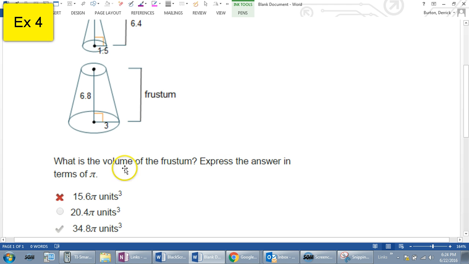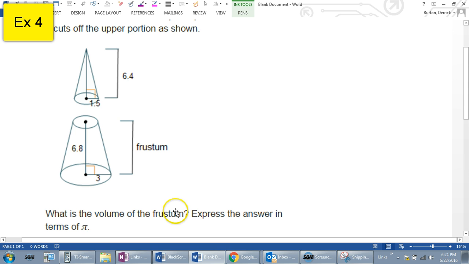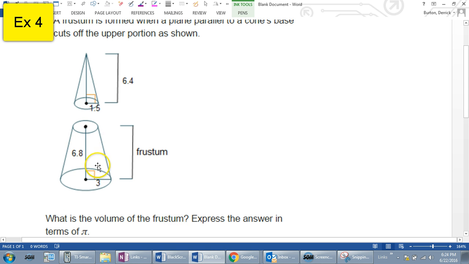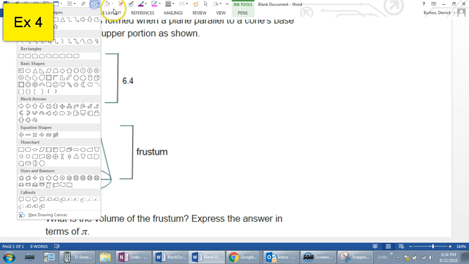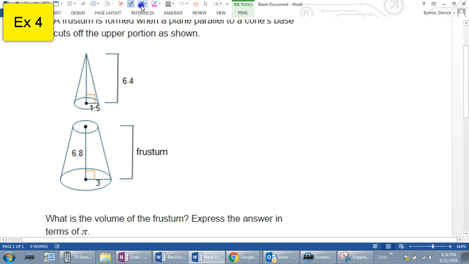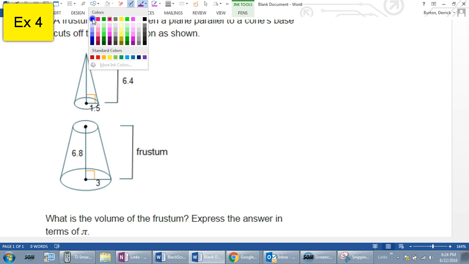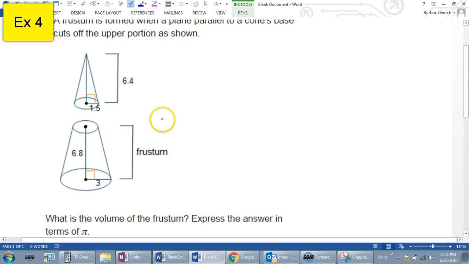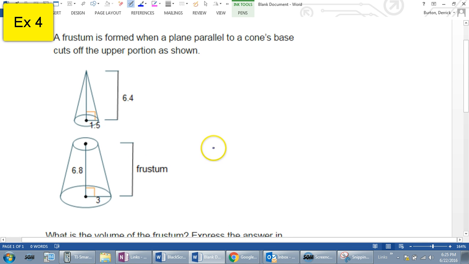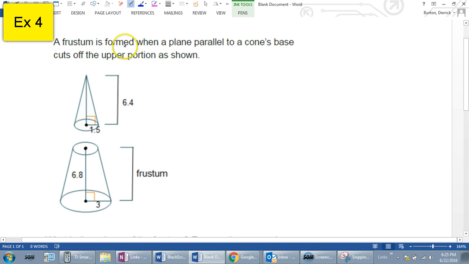Okay, what is the volume of the frustum? Alright, the frustum is the lower part of this cone. Say that again. What's a frustum? Well, according to what they're saying right here, a frustum is formed when a plane parallel to a cone's base cuts off the upper portion.